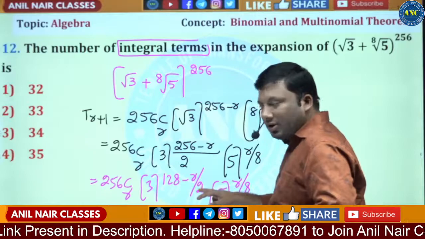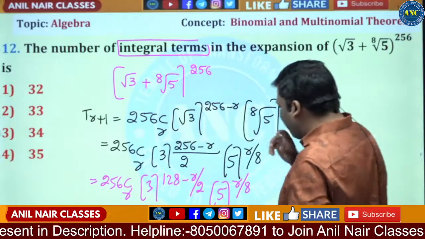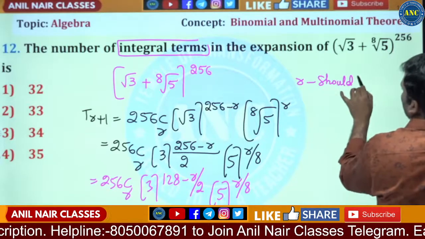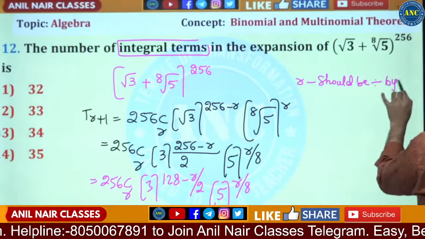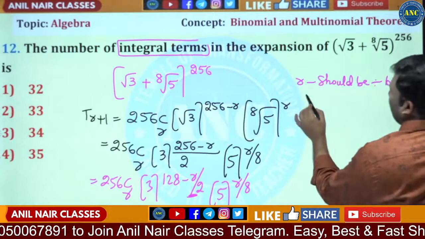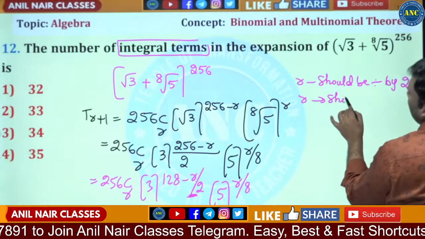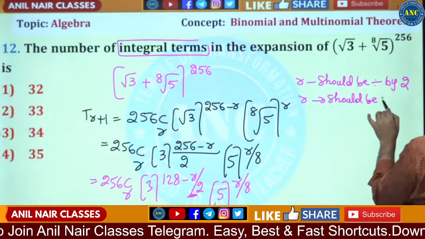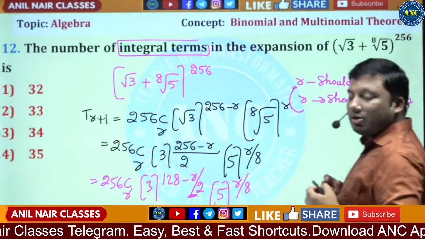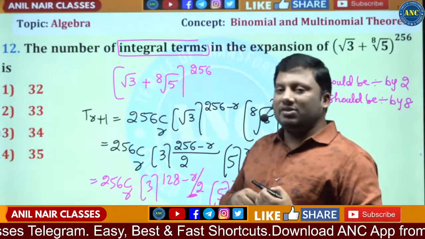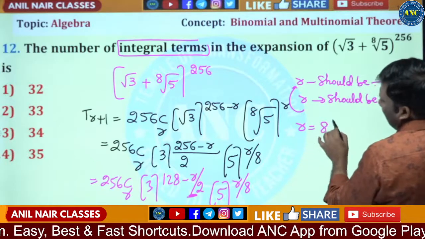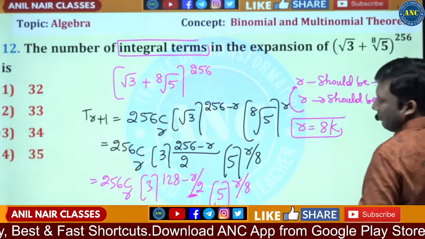Now R by 2, the question is an integer, it is not a fraction. That means R should be divisible by 2. From which step is this? From this step, R by 8. That means R should be divisible by 8. Any number that is divisible by 8 is also divisible by 2. So R can be of the form 8k.